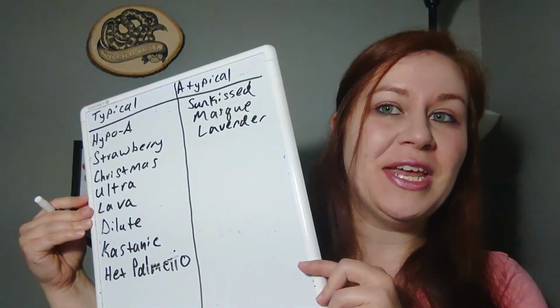Hey guys, Sarah here. So today I'm going to be doing another very requested morph video about corn snake hypotypes. A lot of people have been wanting me to do something on hypotypes because there's a lot of them and they're all very confusing. I'm going to be going over the list, which I have made here on this little tiny whiteboard, because this is kind of an extensive list.